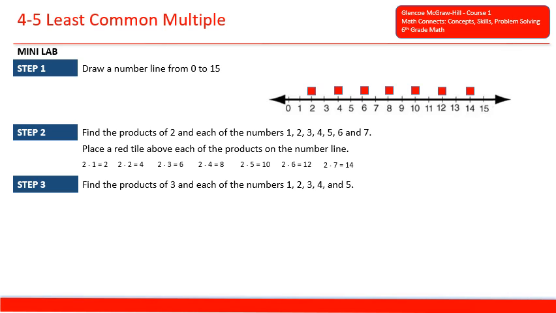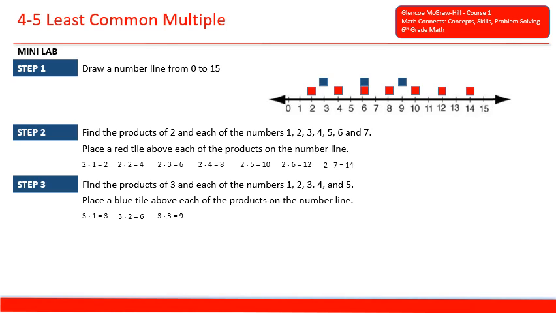Step 3: find the products of 3 and each of the numbers 1, 2, 3, 4, and 5. So we'll place a blue tile above each of the products on the number line. 3 times 1 is 3. 3 times 2 is 6. 3 times 3 is 9. 3 times 4 is 12. 3 times 5 is 15.